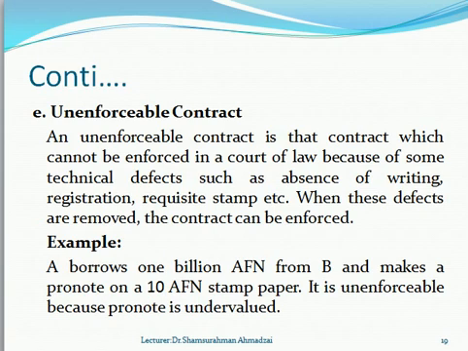For example, A borrows 1 billion afghanis from B and makes a pronote on a 10 afghani stamp paper. It is unenforceable because the pronote is undervalued.